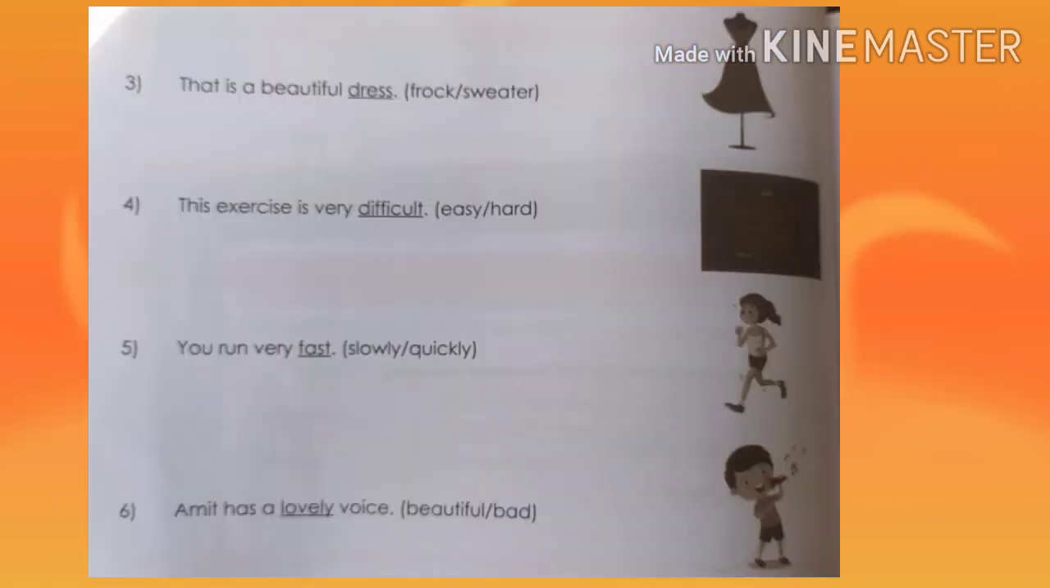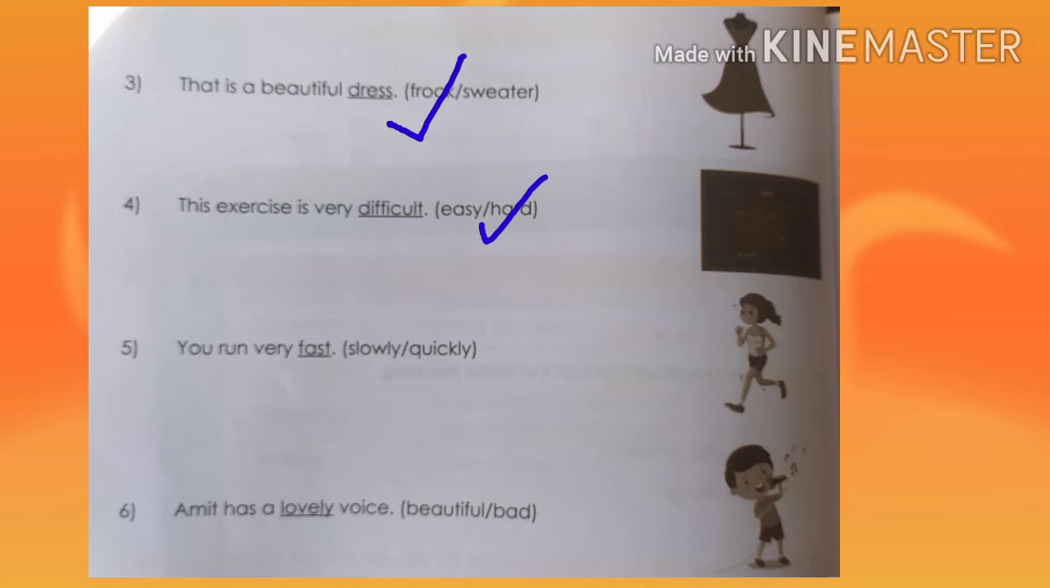Then next, that is the beautiful dress. Frock, oblique, sweater. So which is the synonym word for the dress? That is the frock. So we have to tick on the frock. Then next, this exercise is very difficult. So which is the correct synonym word for the difficult? Easy or hard? That is the hard. So we have to tick on the hard.